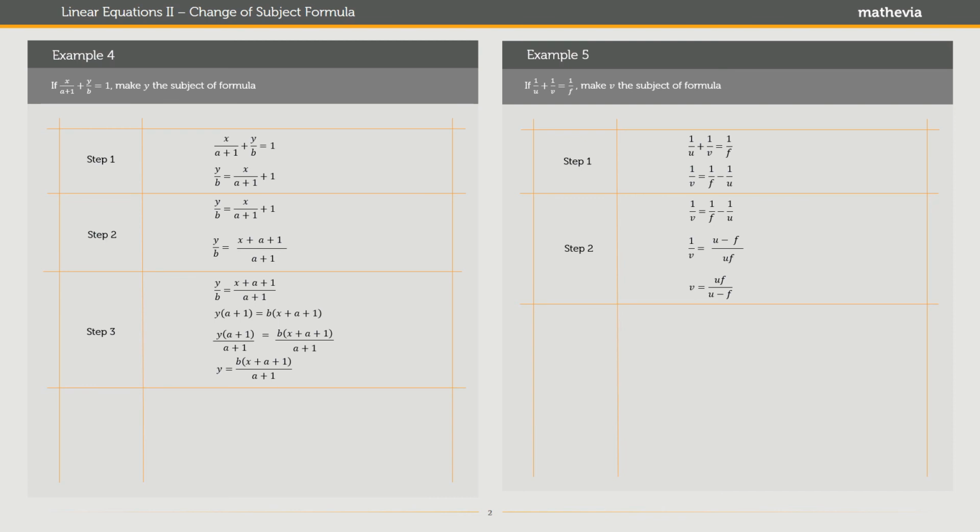So it's been a very interesting lesson. The subject of formula is pretty much the same as solving a linear equation. There really isn't a difference, to be fair.